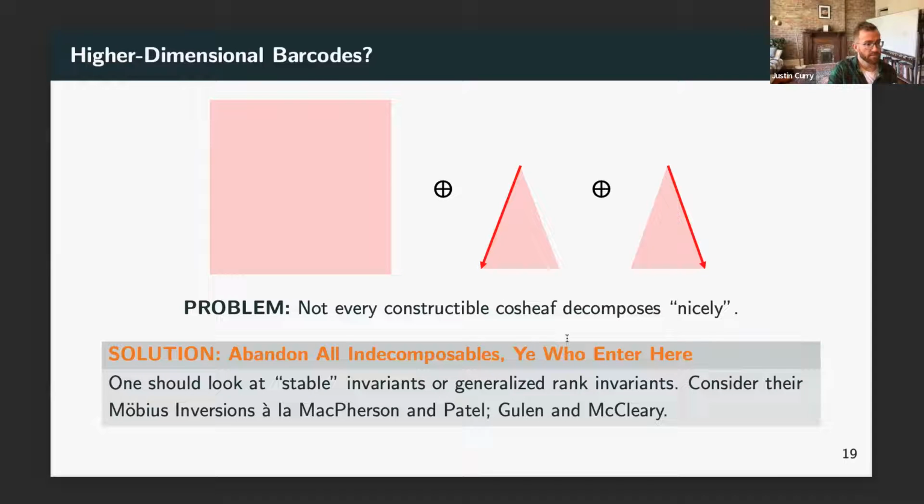And I'll just say the kind of moral here is everyone in multi-parameter persistence is struggling with the lack of these indecomposables, but my general opinion here is that we need to kind of give up indecomposables and work with these other kinds of rank invariants or things that are analogous to that. And I steer you towards Alex McCleary and Aziz Gulen and some of Amit Patel's work.